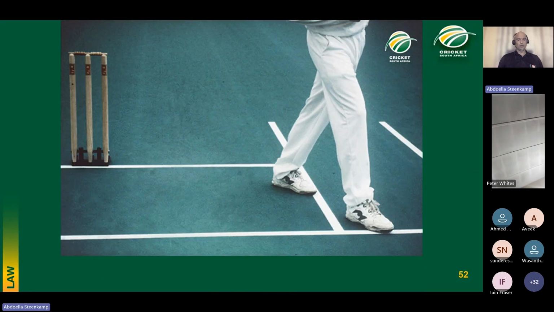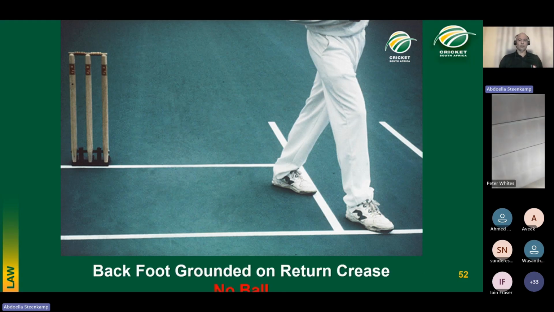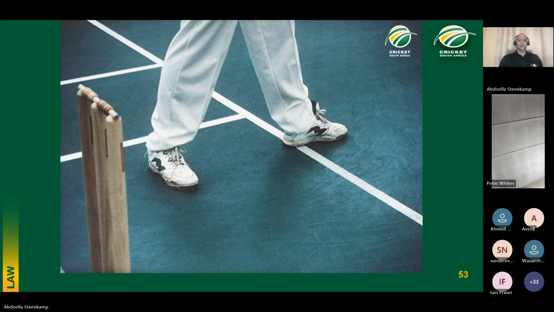This is again a left arm bowler bowling around the wicket. Front foot, we're happy because there's a big part of the front foot behind the back edge of the popping crease. Back foot, is it touching the return crease? Yes, it is. Hence, no ball. This is a right arm bowler bowling over the wicket. Back foot, not touching the return crease. No issue with the back foot, happy. Front foot. Is part of the front foot, whether grounded or raised, behind the back edge of the popping crease? You need to look at the back edge and not the front edge. So yes, there is a part of the front foot behind the back edge, fair delivery.